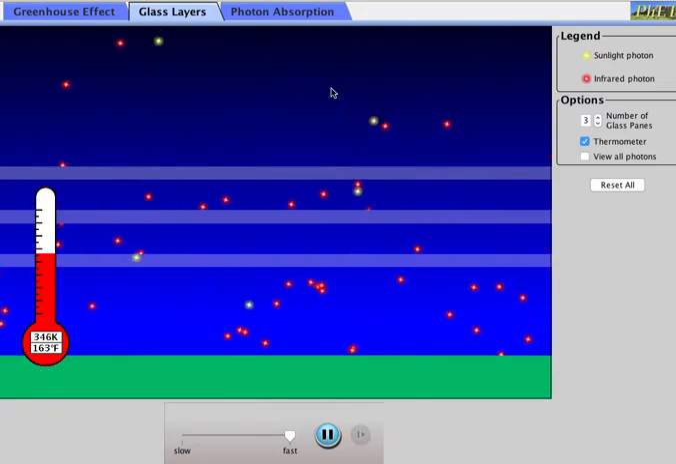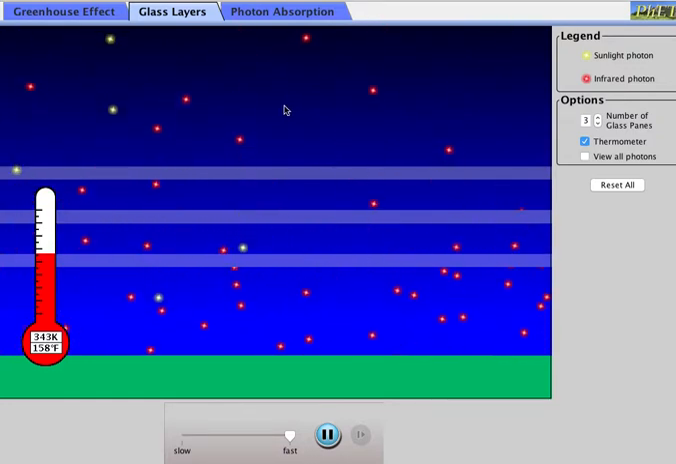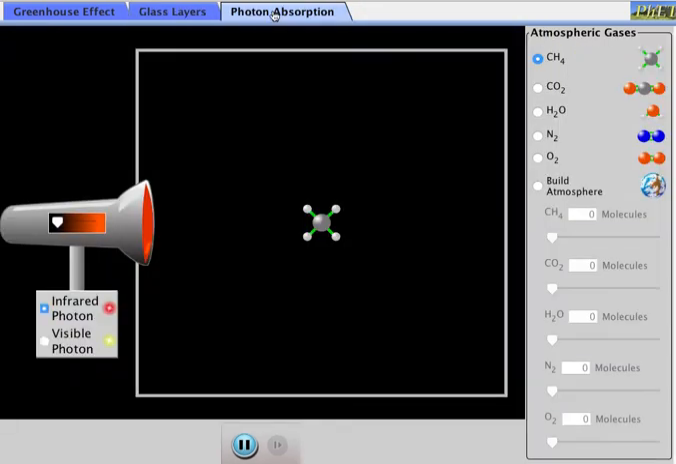Moving on to our next activity, if you follow down on your worksheet, we're going to go to the part about photon absorption. This is a little bit more in the chemistry realm, a little bit in the physics realm. I have a blaster here that can blast heat energy at molecules, or it can blast visible light at molecules. And I'm going to add molecules here.